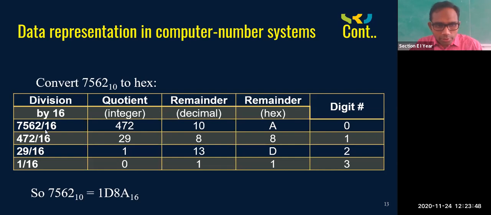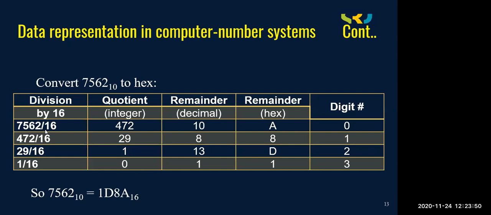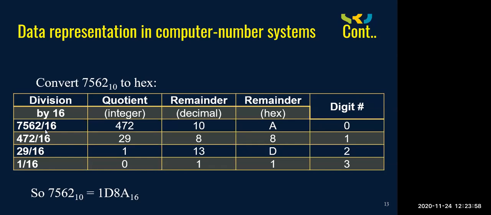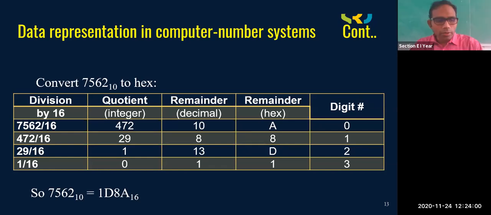Once you get 0, you need to stop the process. In quotient, it may be binary number system, it may be octal, it may be hexadecimal. Wherever the quotient is 0, stop it. Then 1 is equal to 1. Now, as we said, we are going to go from bottom to top.